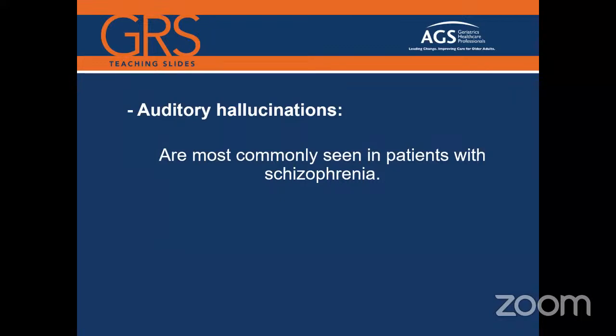First, auditory hallucinations, or in other words, hearing things. Auditory hallucinations are most commonly seen in patients with schizophrenia. Patients may sense that the sounds are coming from inside or outside their mind. They might hear voices talking to each other or telling them to do something. This is extremely important because the voices might tell the patient to hurt themselves or others.